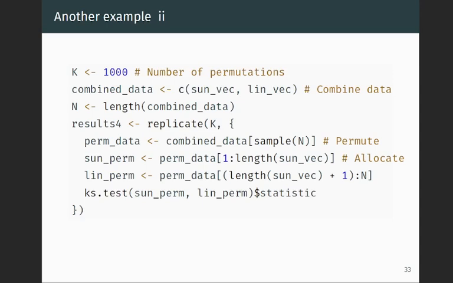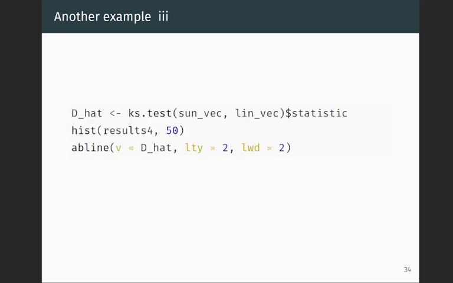I'm permuting the data inside my code block. I'm taking the first n observations and calling them sunflower feed. I'm taking the rest of the observations, calling them linseed feed. And then finally, I'm computing my test statistic using the permuted data. Next, I can take D hat as my statistic on the original data without permutation, visualize the permuted estimates, and compare this to the estimate we got on the original data.